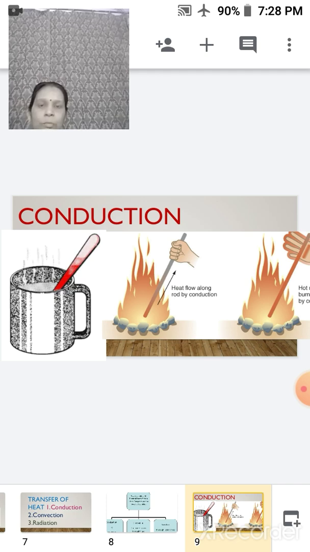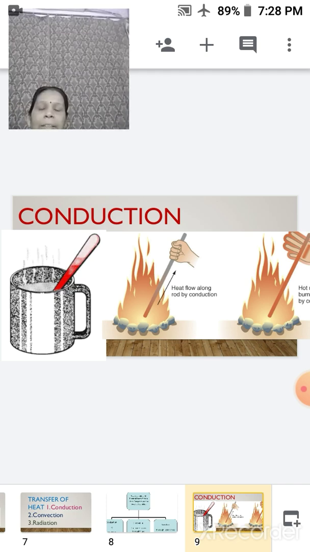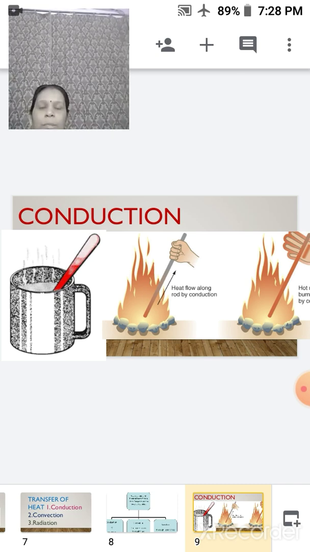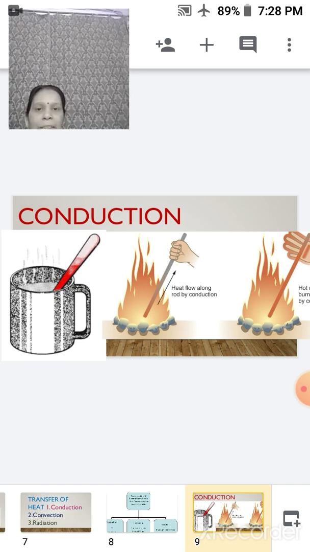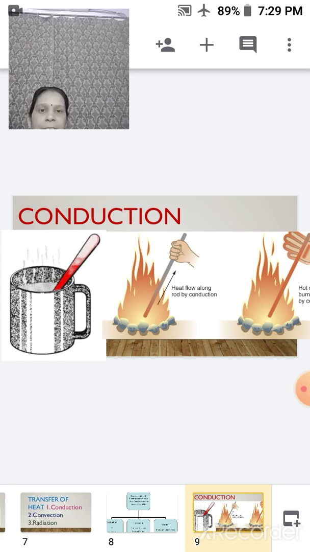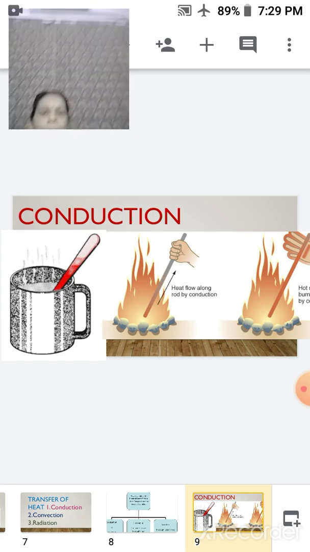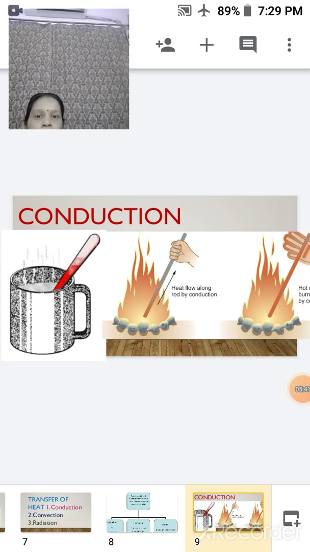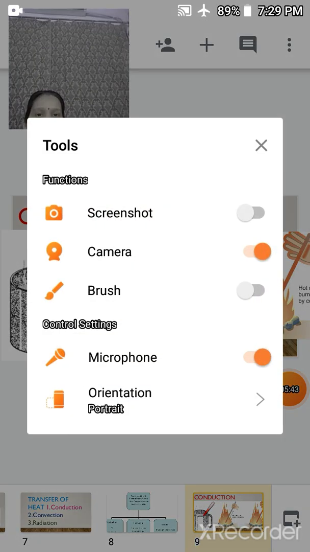On the other side of your screen, you can see there is a fire, and within that fire there is a metal rod. In the first figure you can see the rod is orange in color at the bottom. That means the part of the rod which is very near to the flame, very near to the heat, there the transfer of heat has taken place, and slowly it has taken place to the other end also. Here I can just show you.